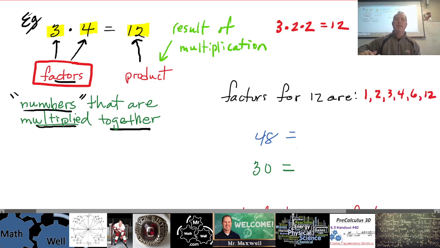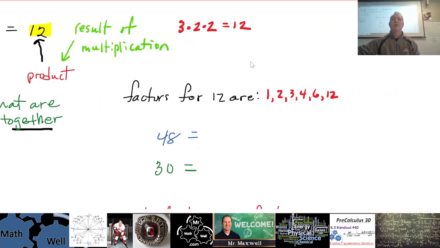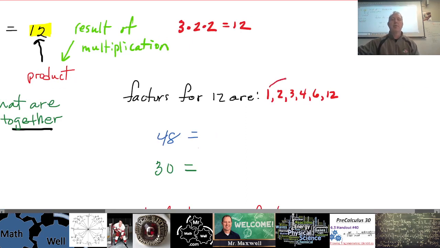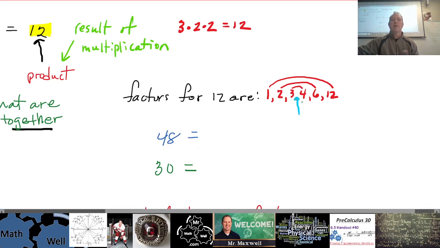Okay? Now, what's kind of neat about this is that when you list the factors from smallest to largest, you should have a connection between the first number and the last number, and then the second number and the second last number, and then all the numbers that pair up like this. And that connection is when you multiply them, it should equal the number that you're factoring. So 1 times 12 is 12. 2 times 6 is 12. 3 times 4 is 12. And there's no other whole numbers in between 3 and 4, so we know that we're not missing any.